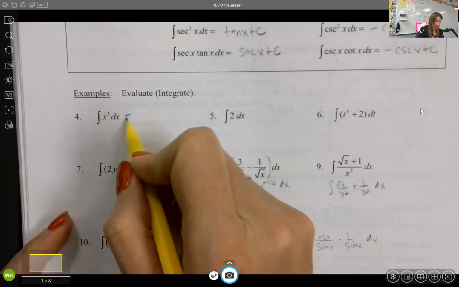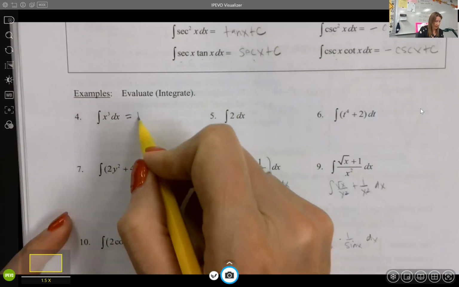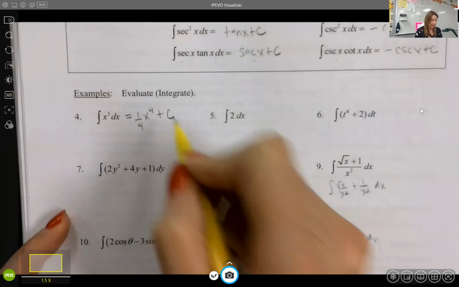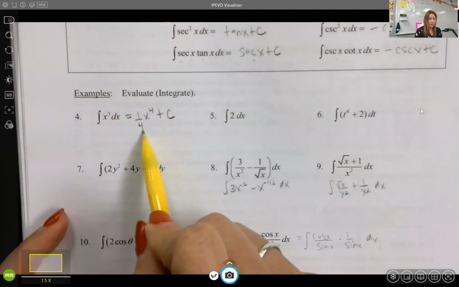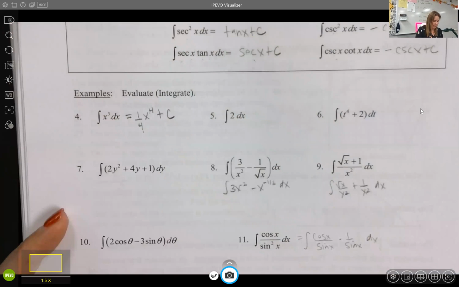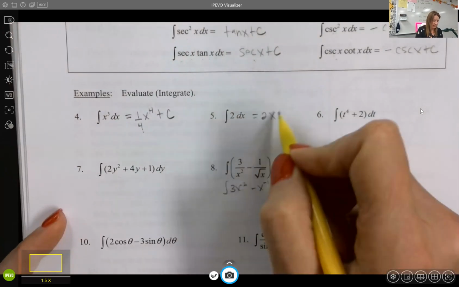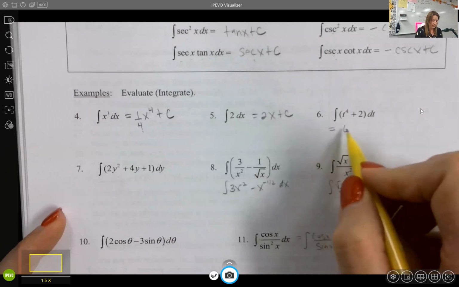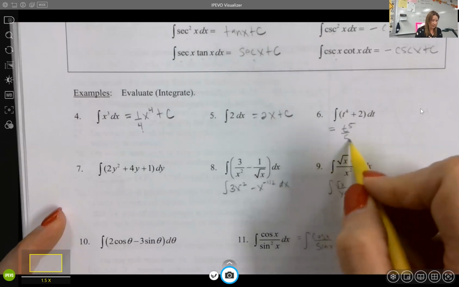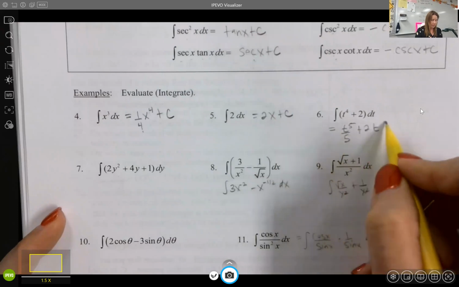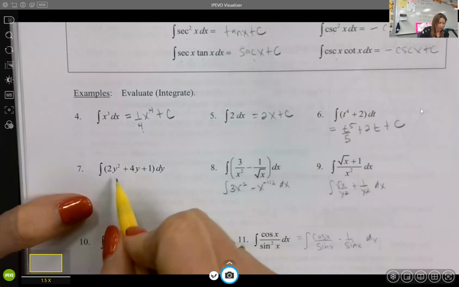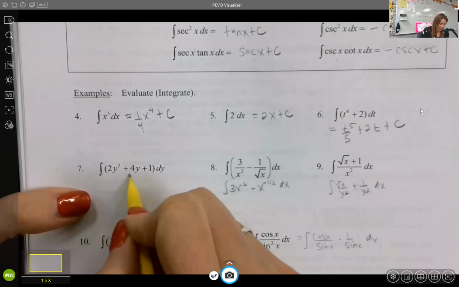So here I'm going to get 1/4 x to the 4th plus c, because I add 1 to the 3 and I get 4, and then I divide by 4. Okay, this one's going to just be 2x plus c. This one is going to be t to the 5th divided by 5 plus 2t plus c. Doing good so far? Okay, now we get 2y squared plus 4y plus 1.